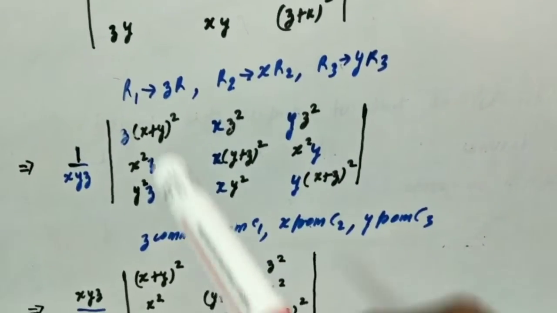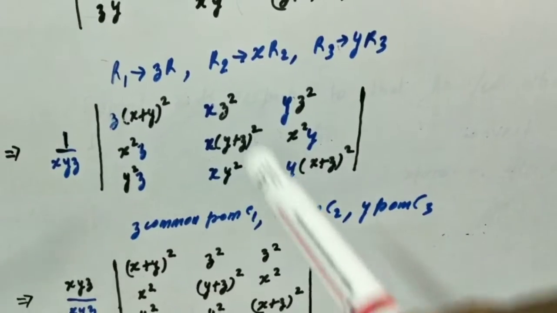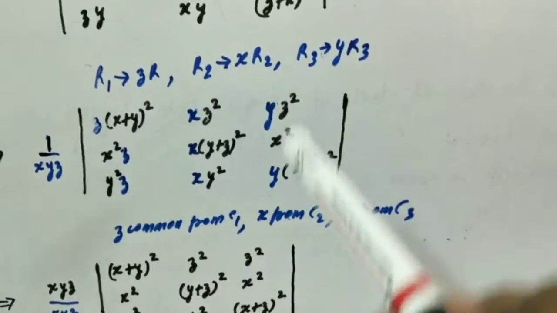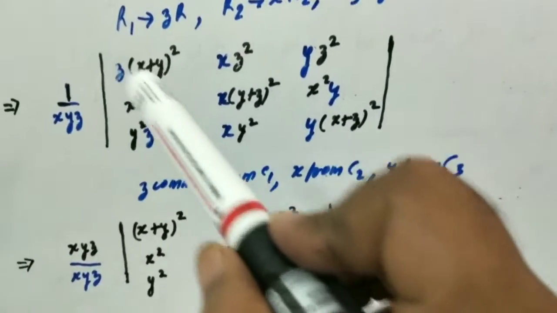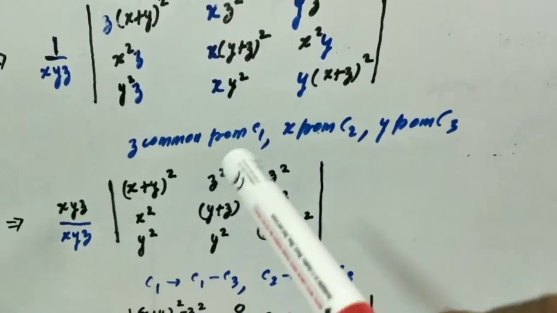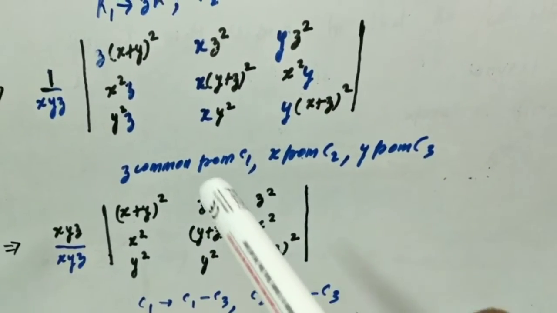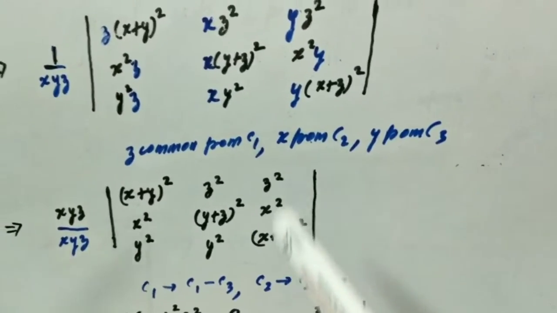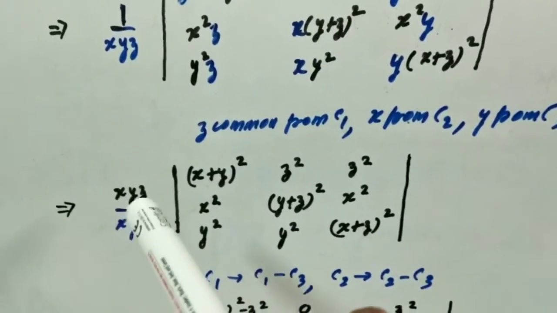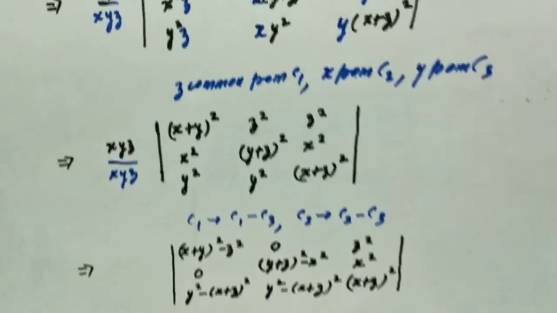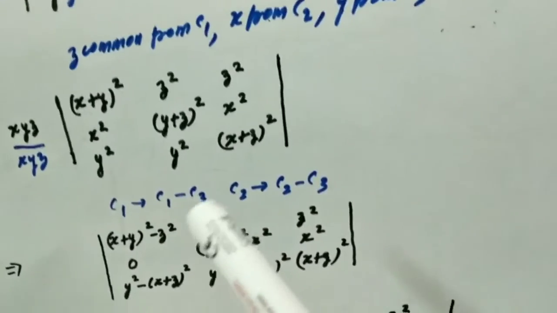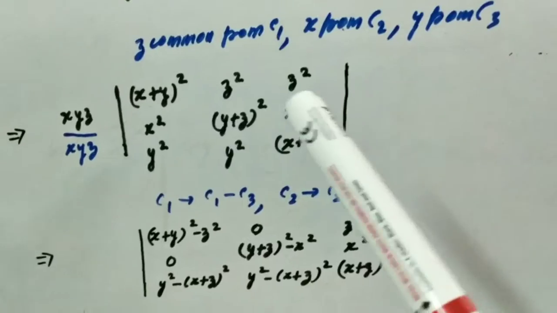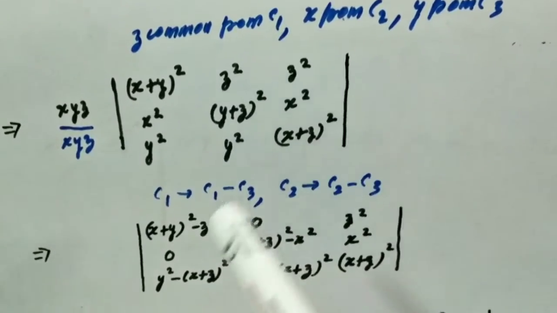Now I'll take common z from the first column, x from the second column, and y from the third column. I remove all z, I get this. By taking common x from column 2 and y from column 3, this is common. This by this is 1. Next, C1 is C1 minus C3. This minus this. This minus this.